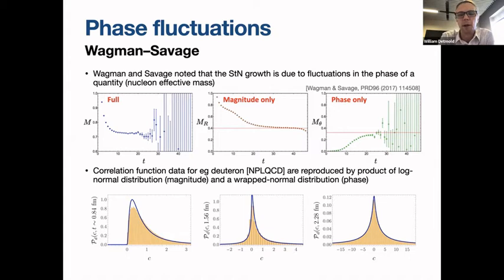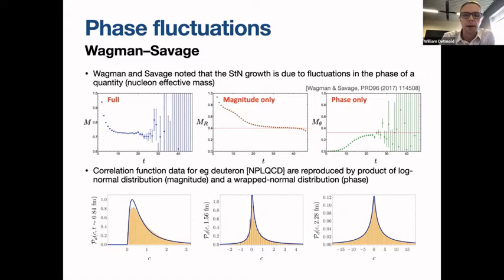distributions. And one thing that you can see is that in the lower set of plots, this is the deuteron correlation function from NPLQCD collaboration data evaluated at various different times. And this is the probability of obtaining a particular value for that correlation, normalized to the mean of that correlation at that particular time. So the average of each of these plots is 1. And from the left to the right, we go from early times to late times.